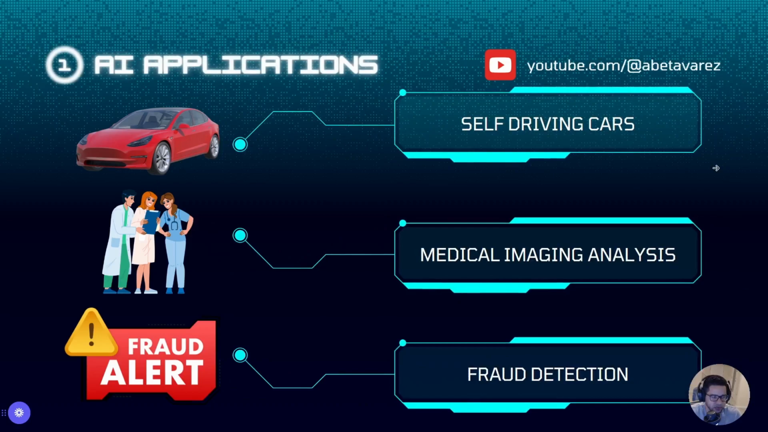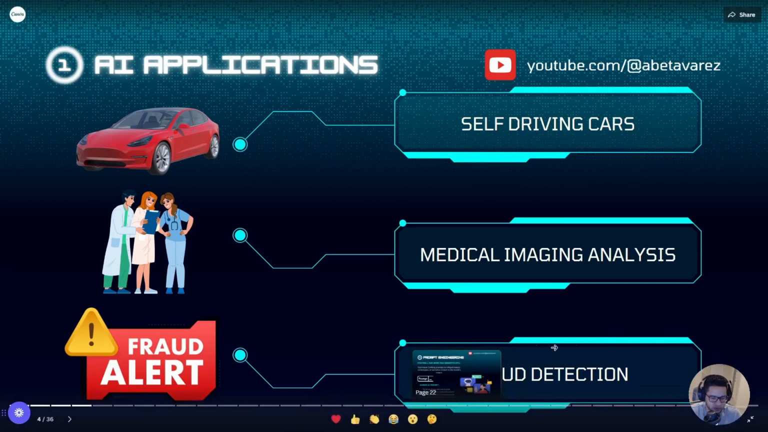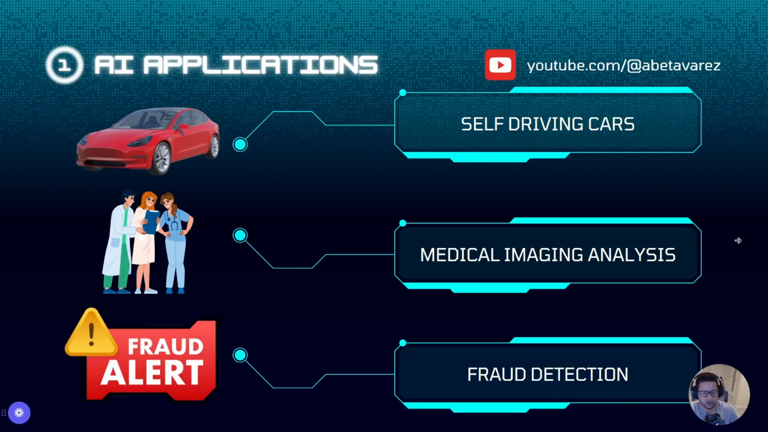A couple of examples of AI applications are AI in self-driving cars, like your Tesla, that can go on autopilot. For medical imaging analysis, so AI can help doctors read EKG reports or any type of reports. But they're also used in banks and a lot of businesses for fraud detection. So if they see any abnormalities in your transactions, AI can alert you and your bank as well.